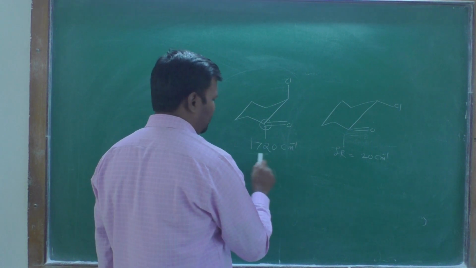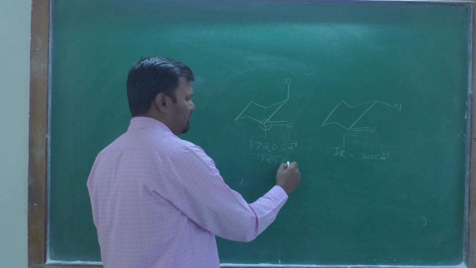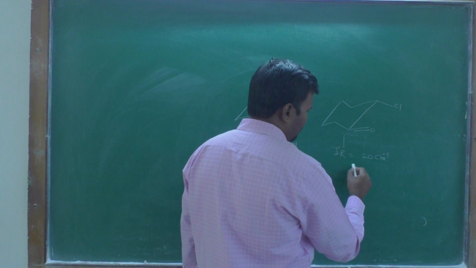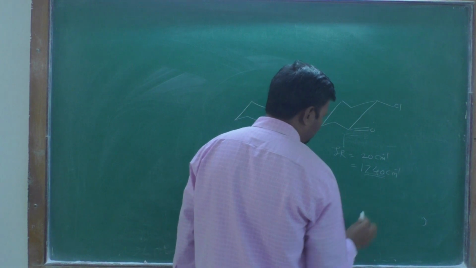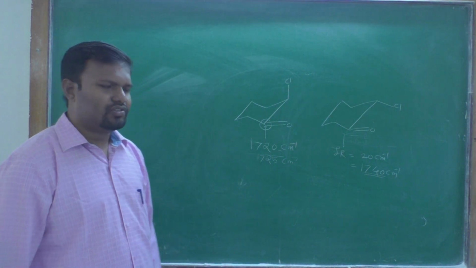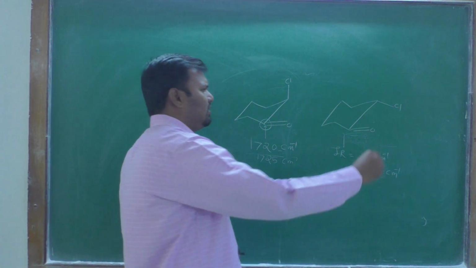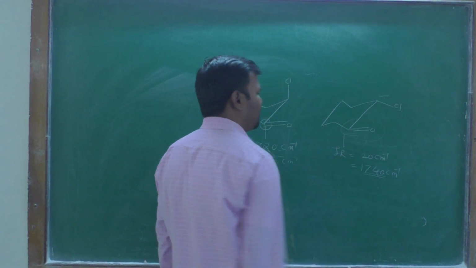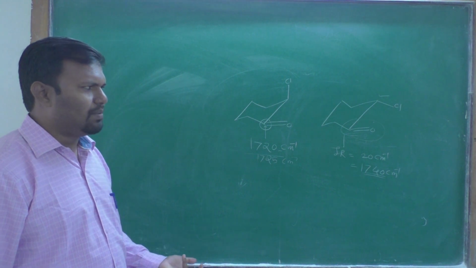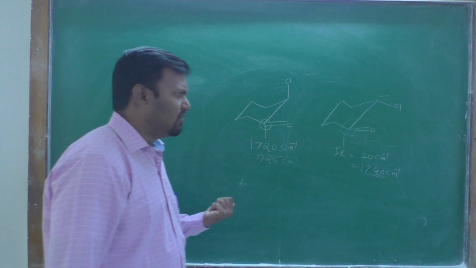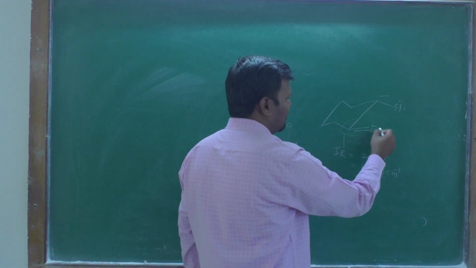Okay, the normal carbonyl frequency is 1720 to 1725 centimeter inverse. In this case it increases by 20 units more. It shows a 1740 centimeter inverse IR frequency. Therefore in this case you find that the carbonyl stretching frequency increases. Why does this happen? We have seen that there is a dipole-dipole interaction. Correct?